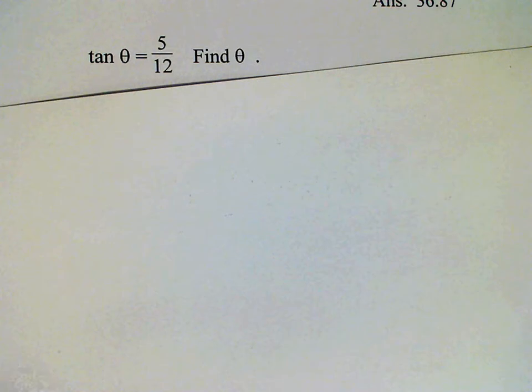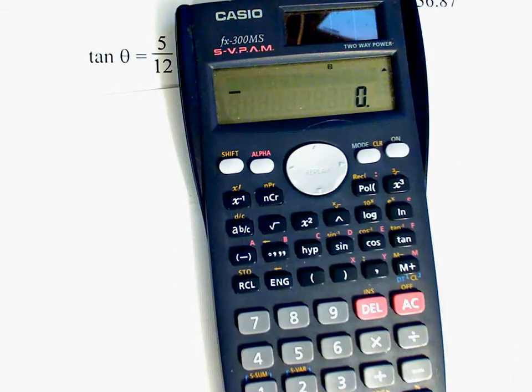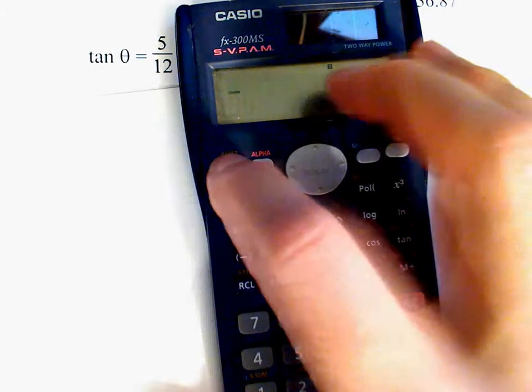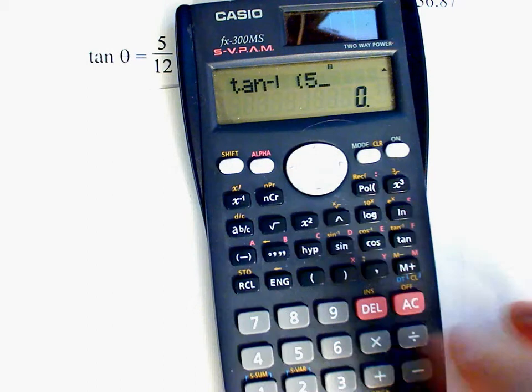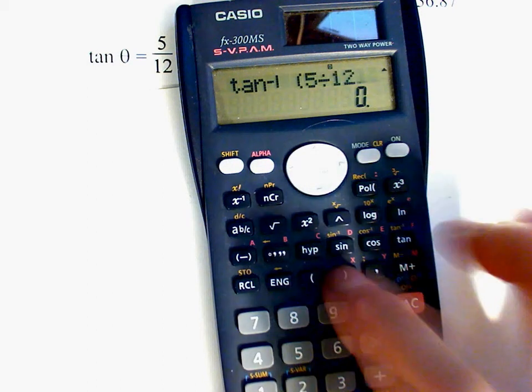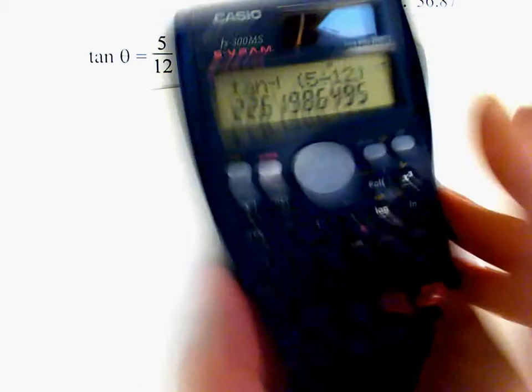Okay, next example, we have tangent of theta is 5/12. Find theta. This time we're going to need inverse tangent, don't we? Inverse tangent, 5 divided by 12. The answer is about 22.6 degrees.